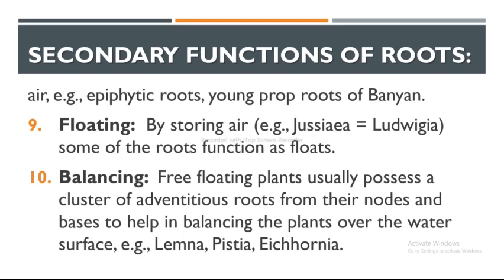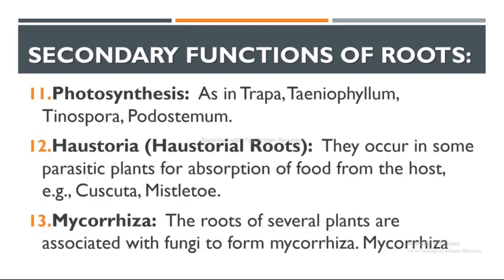So the 10th secondary function of root is balancing. Free floating plants usually possess a cluster of adventitious roots from their nodes and bases to help in balancing the plants over the water surface. For example Lemna, Pistia, and the next is Eichhornia. 11th secondary function of root is photosynthesis. So as in Trapa and Tinospora, Ctenospora and Podostemum.